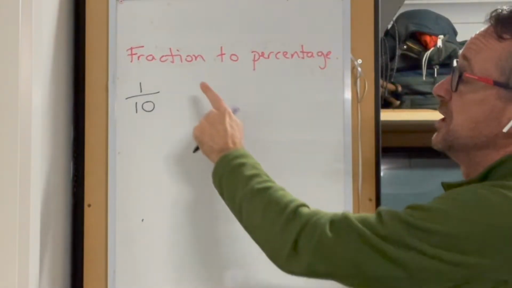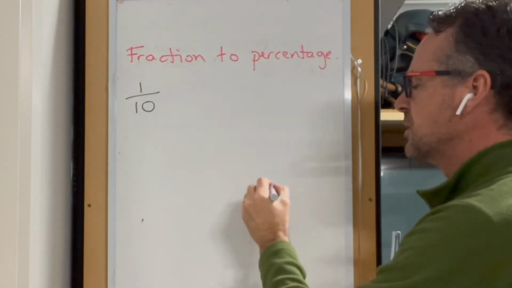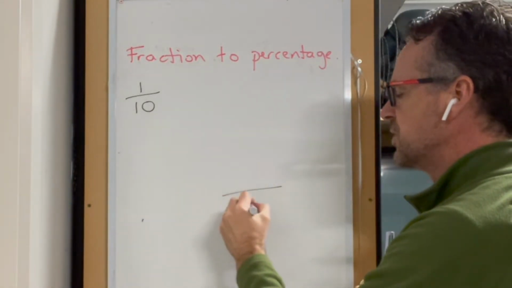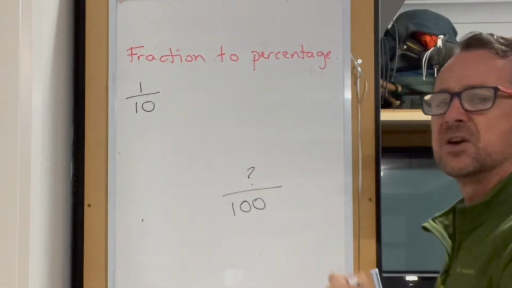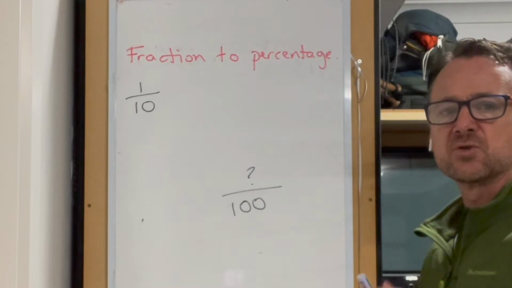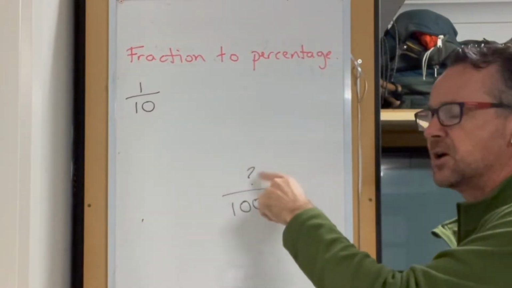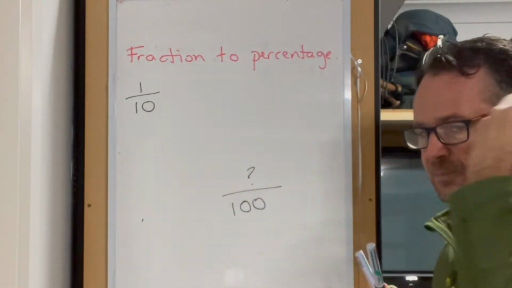Let's look at turning a fraction into a percentage. The thing to understand with a percentage is that it's really a value out of 100. So that's the goal we're after each time we do these: we're trying to turn that fraction into something over 100, or apply that thinking to it.